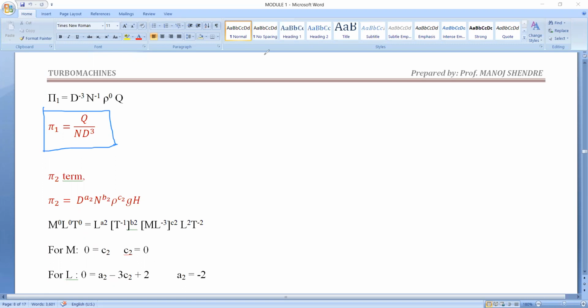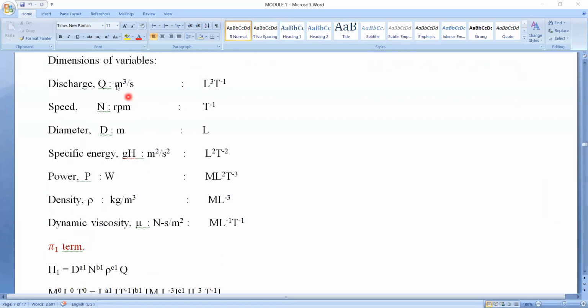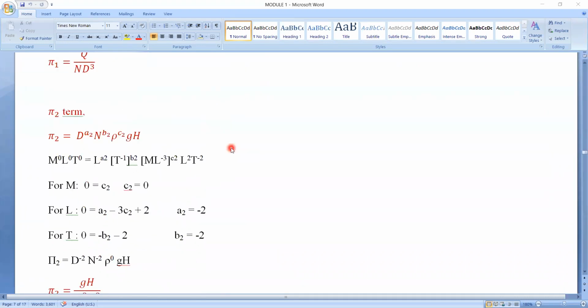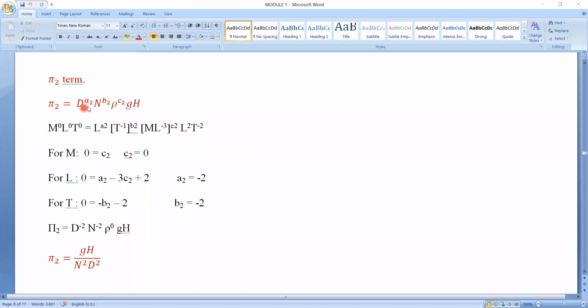Now similarly proceed to find out the pi 2 term. So proceed in the same way. For pi 2, let's take the specific energy gH. Now pi 2 equals d to the power a2, n to the power b2, rho to the power c2, gH as it is. Now for pi 2, repeat the same procedure, M to the power 0, L to the power 0, T to the power 0, and write all the dimensions. Here the gH term in dimensional form is L squared T to the power minus 2.